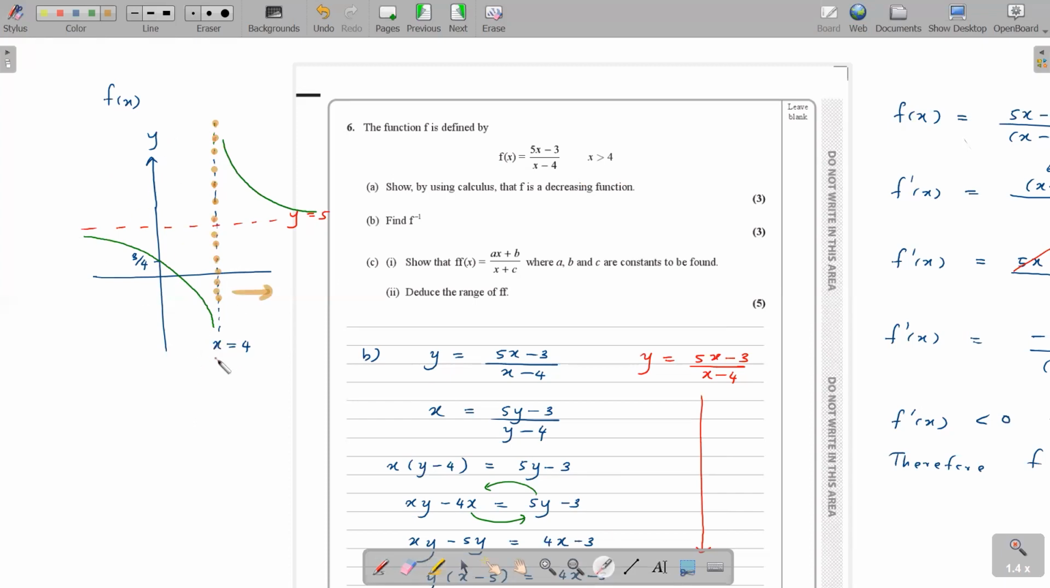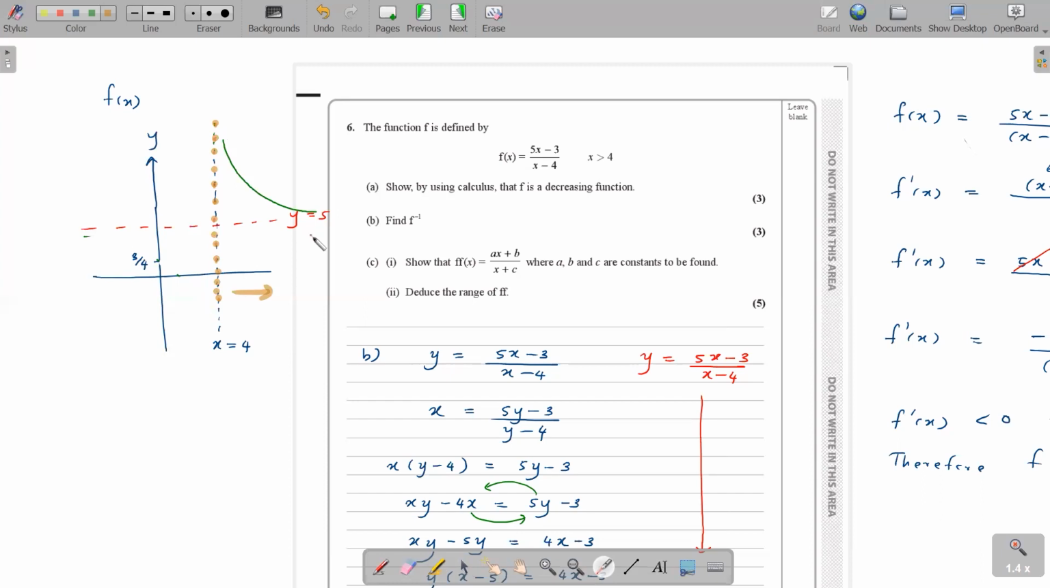Do we need this? No. So you could just take the eraser and remove it. You could just remove this part. So this part of the graph can completely be removed. Are you with me? So this is the only part of the graph we need. And now tell me the range. What's the range of this part?